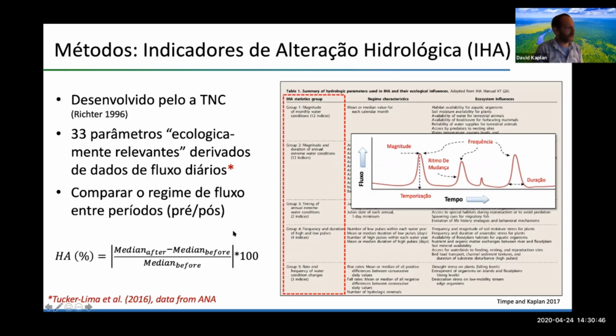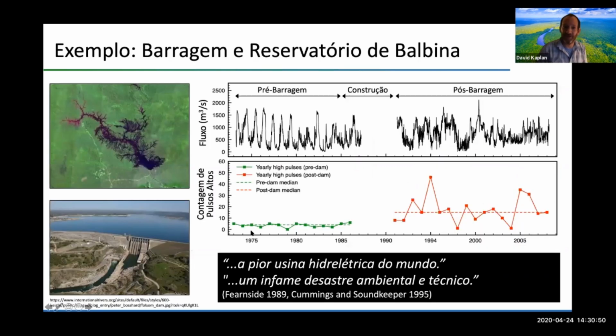I'm going to show one, hopefully very clear, example before diving into some of the results. Here is Balbina Dam and Reservoir, and it's kind of infamous in the environmental community. It's been described as the worst hydroelectric dam in the world. It's also been called an infamous environmental and technical disaster. So it's an interesting dam to include in our case and try to understand if that's the case.